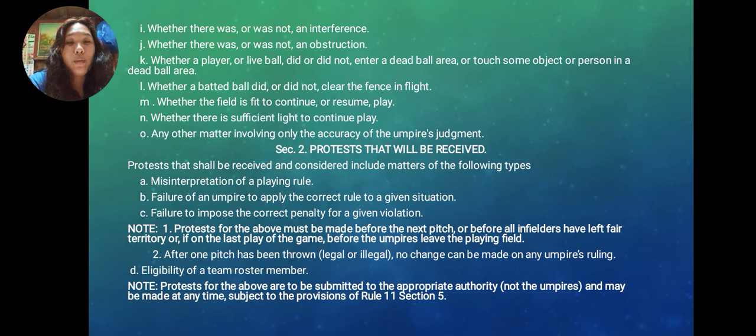Then the note: protests for the above are submitted to the appropriate authority, not the umpires, and may be made at any time, subject to the provision of Rule 11, Section 5.